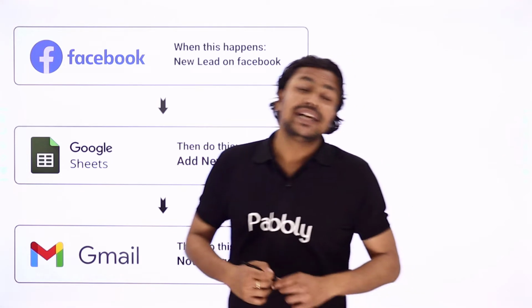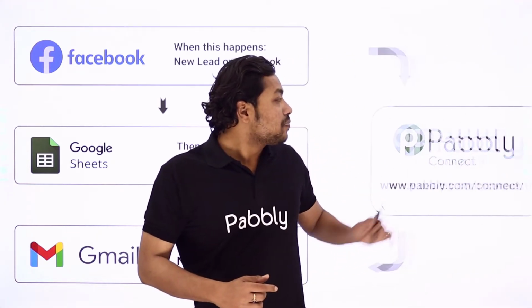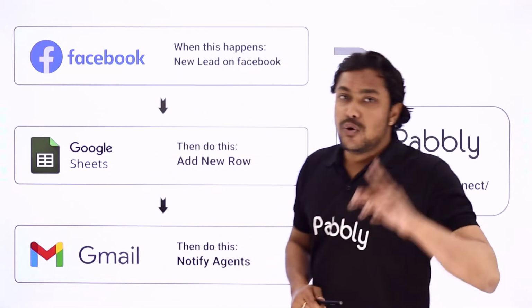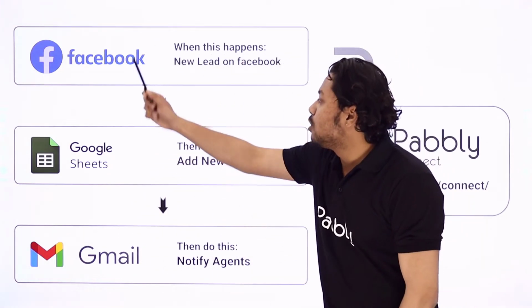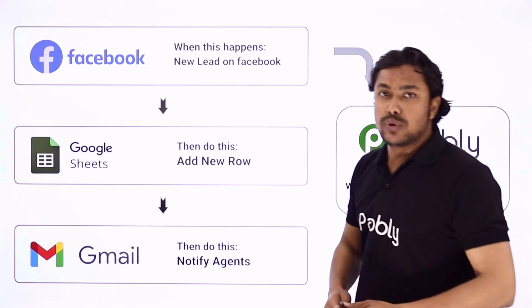Now, to do that, we have to use an automation and integration service which is Pabbly Connect. So Pabbly Connect will help us to integrate Facebook, Google Sheets and Gmail together.